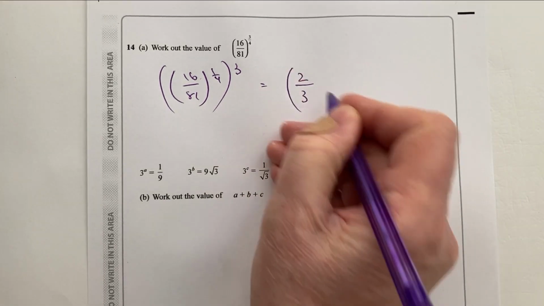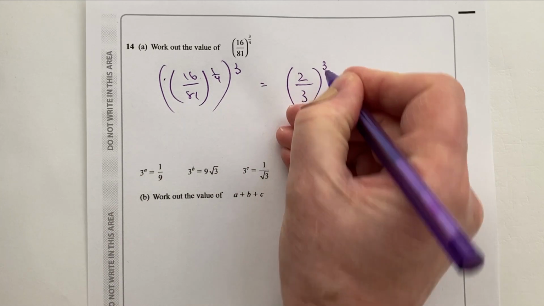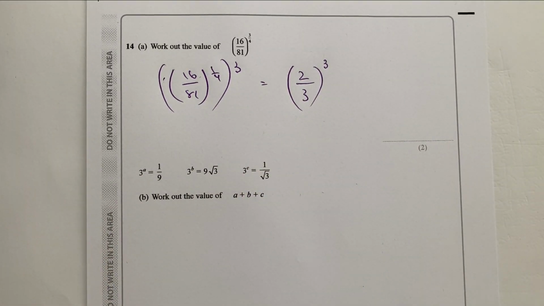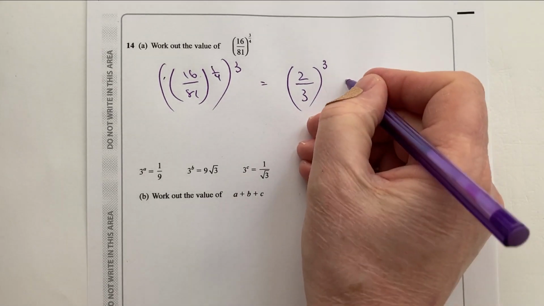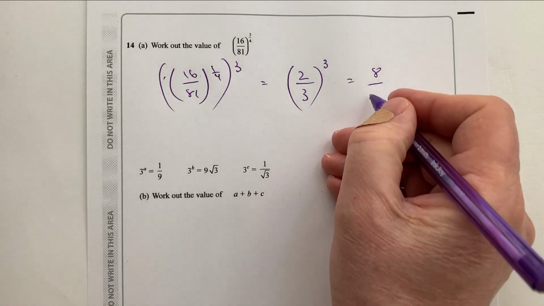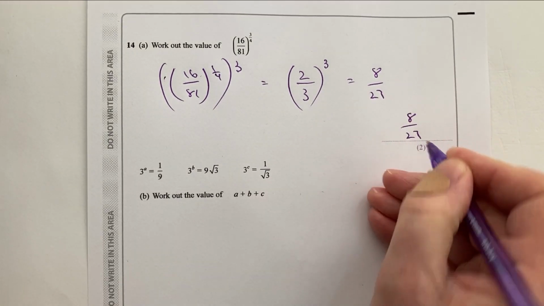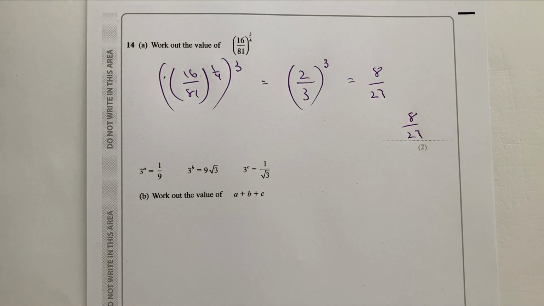Okay, so that will deal with this center piece here, and then we've got to cube each of these numbers. So what we're going to end up with is 2 cubed is going to be 8, and 3 cubed is going to be 27. So the value is going to be 8/27. Okay, hope that's okay for you.